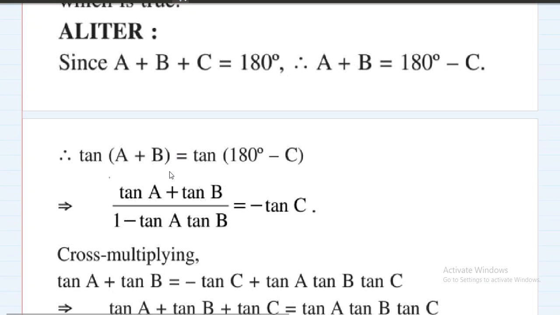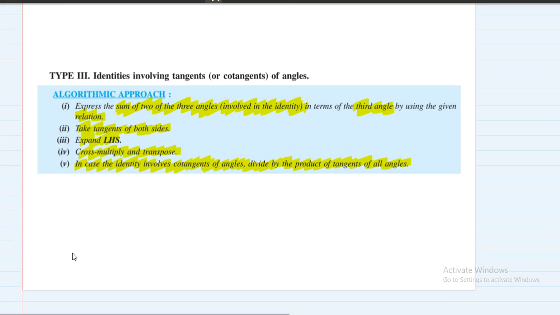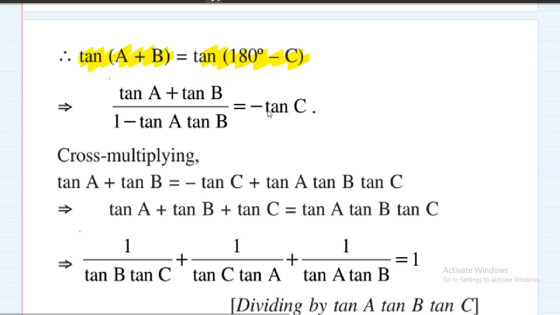Okay. There is one more method which is discussed here in the solution, which I want to discuss with all of you. So see, a plus b plus c is equal to 180 degree. So a plus b is equal to 180 degree minus c. That is the first common step. But after this, we have taken tan on both the sides, which is doable. So this third type, if you remember, I told you earlier, is the identities involving tans or cots of angles. So you can treat these questions separately, okay?